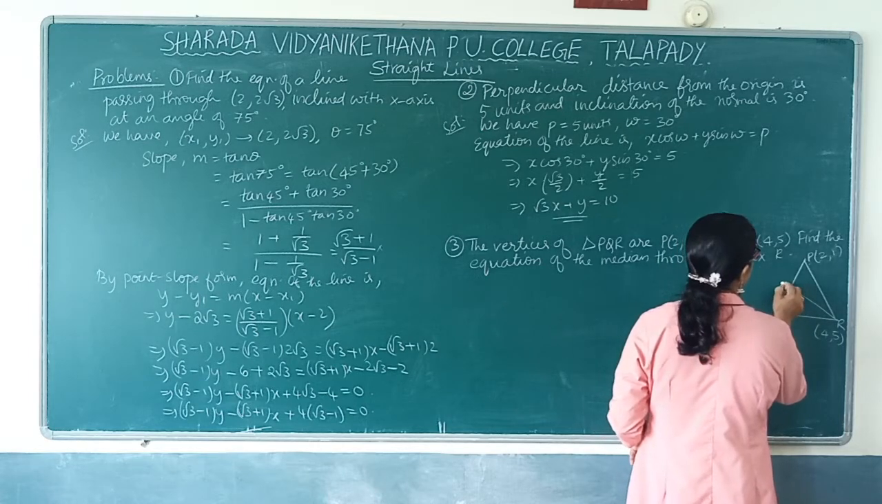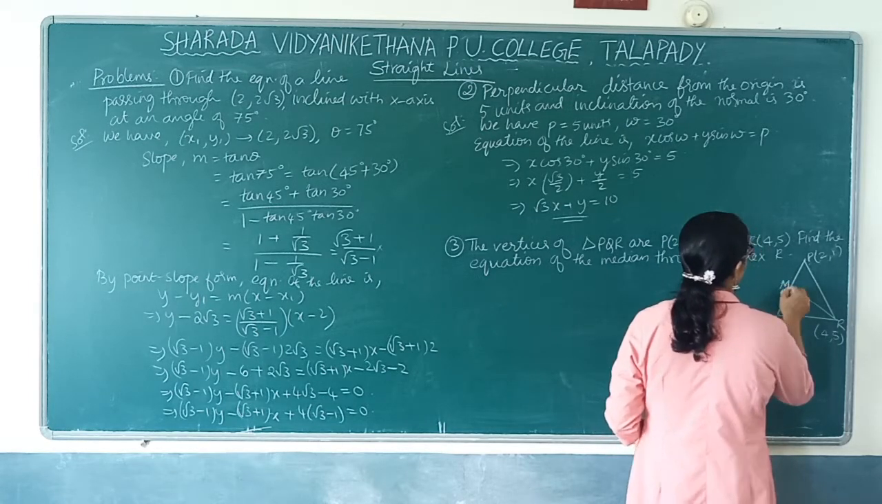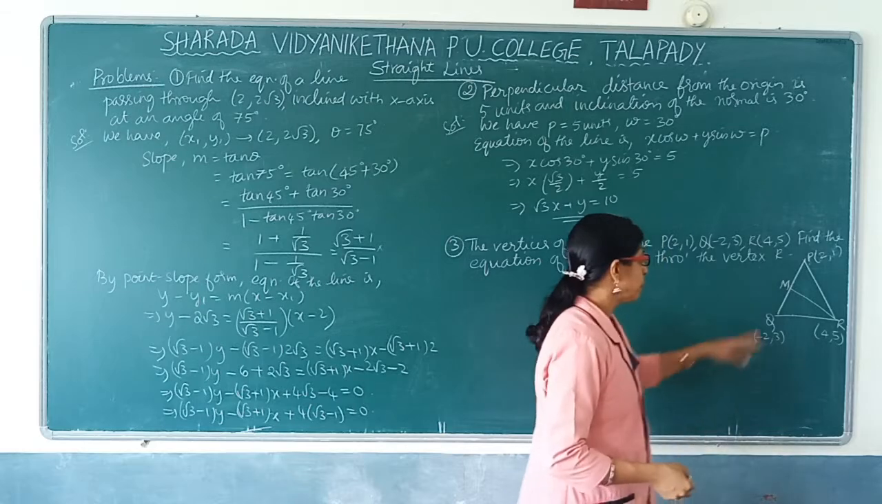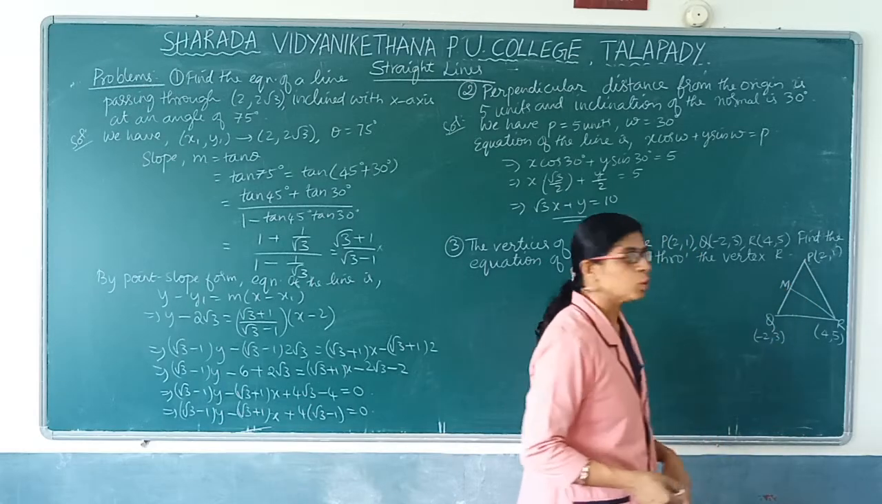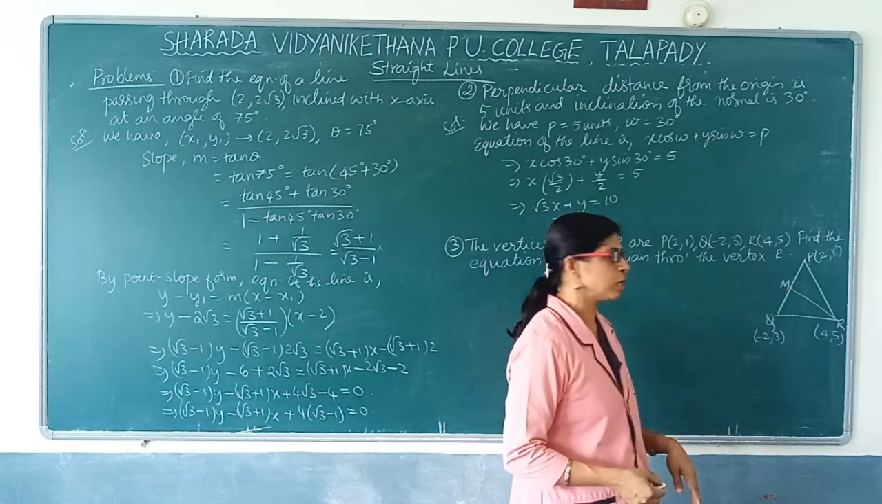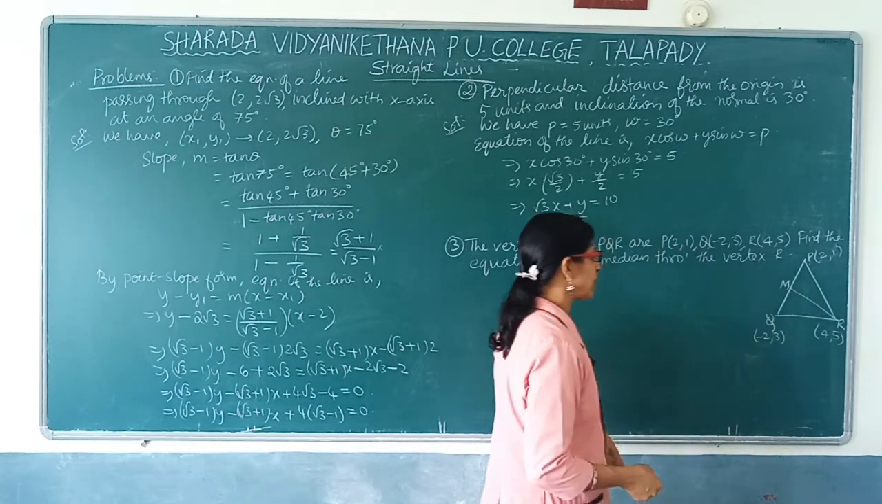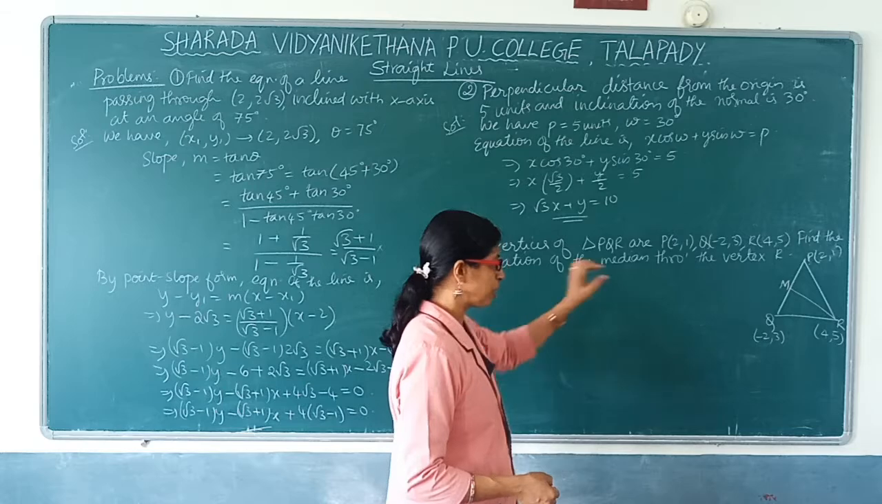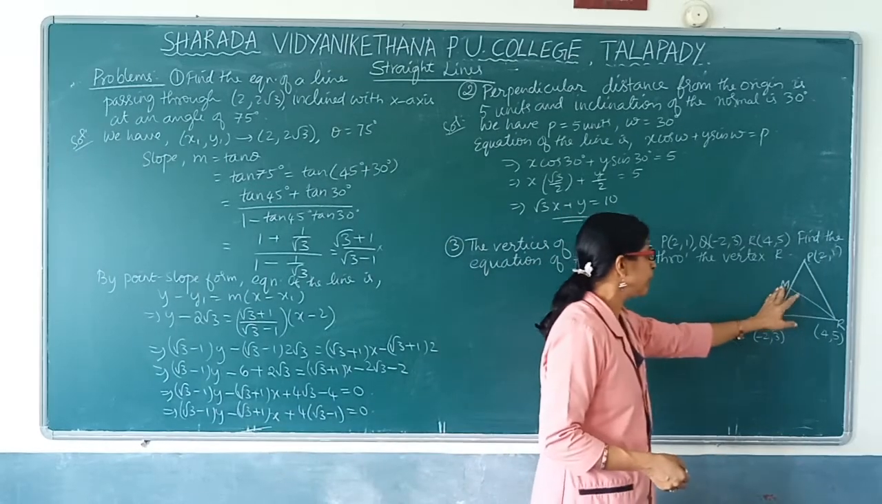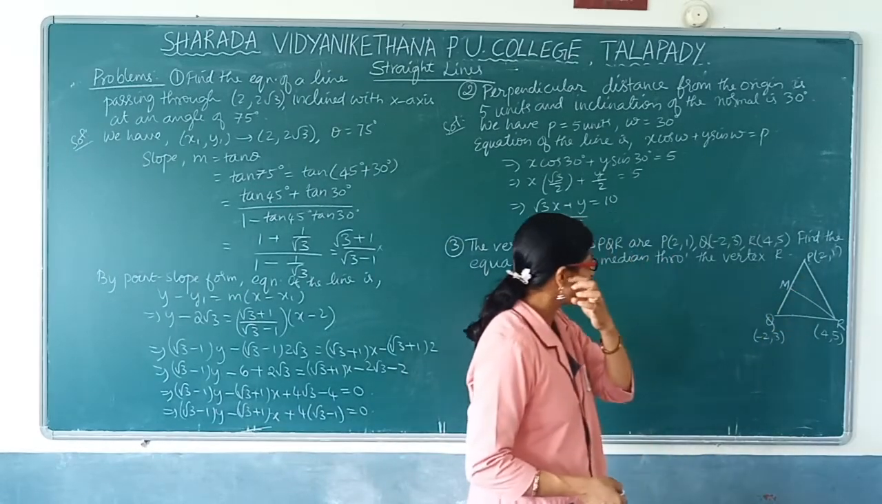Suppose I am writing it as RM. Suppose this point is M. PM is equal to MQ. M is the midpoint of PQ. Understood? Because it is a median, it bisects side PQ. So we need to find the coordinates of point M.